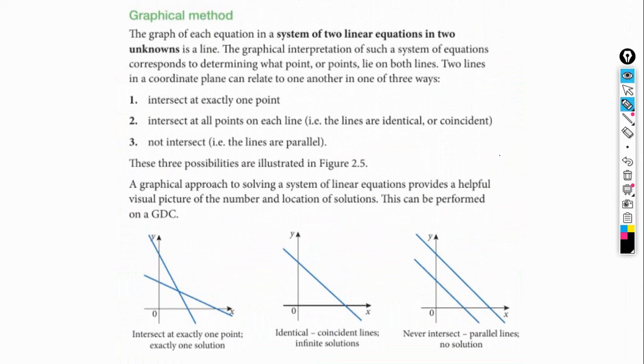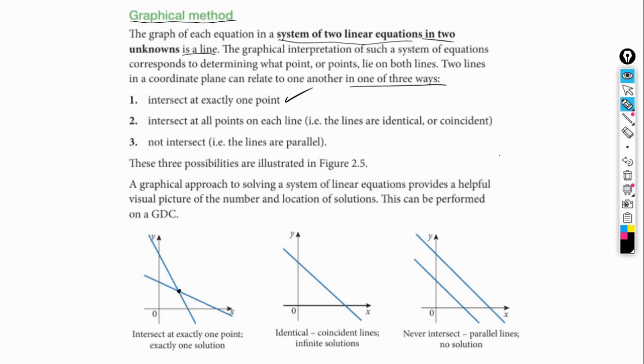So first we're going to talk about the graphical method. So the graph of each equation in a system of two linear equations in two unknowns is a line. The graphical interpretation of such a system of equations corresponds to determining what point or points lie on both lines. Two lines in a coordinate plane can relate to one another in one of 3 ways. So there's only 3 possibilities. Number 1, they intersect at exactly one point. You can see that here in the first graph where they intersect at one point.